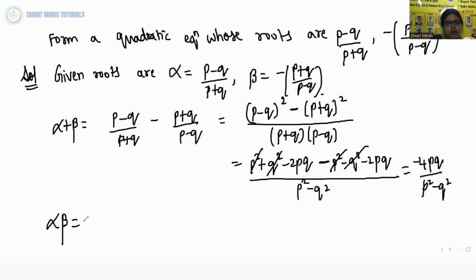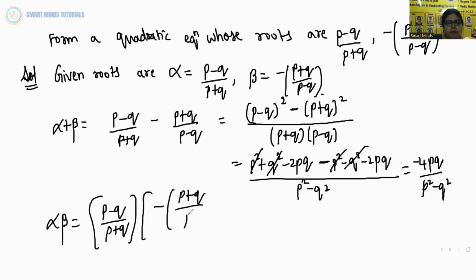Now we find the product of the roots. So (p minus q) by (p plus q) into minus of (p plus q) by (p minus q). So this p plus q cancels, p minus q cancels. You are left over with only minus 1.